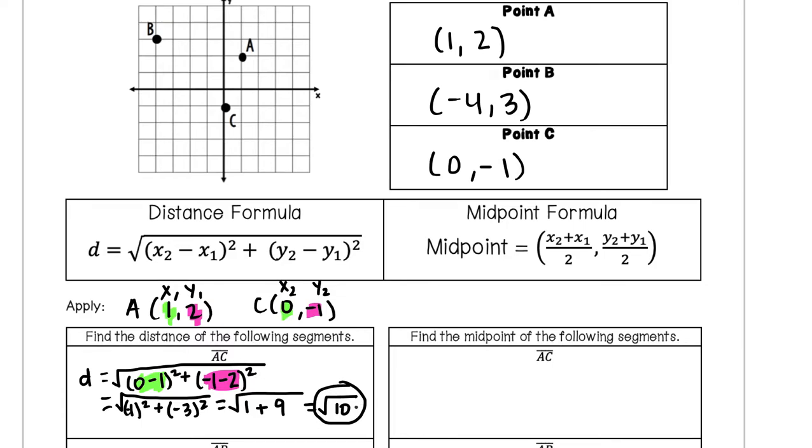root 10. And if you know your square roots, square root of 9 is 3, so square root of 10 is just above that. And we had estimated that it looks like it's about 3 units, but it wasn't precisely 3, it was actually the square root of 10. So we were pretty close.